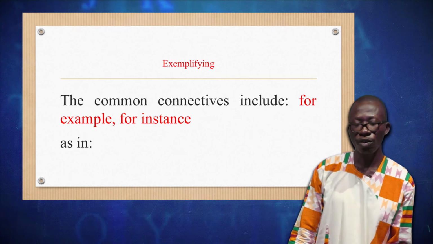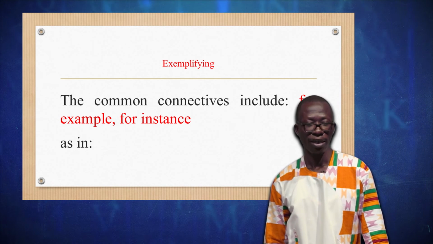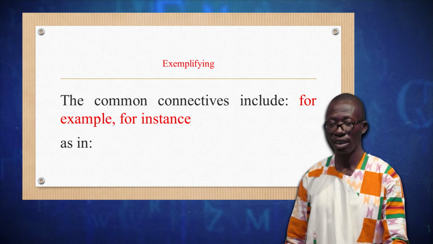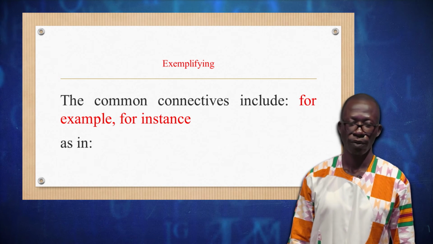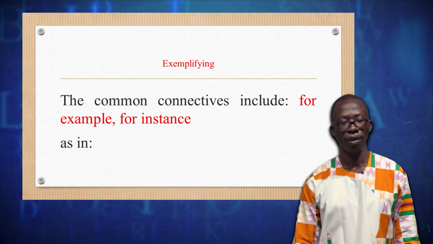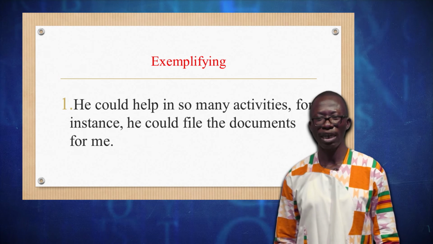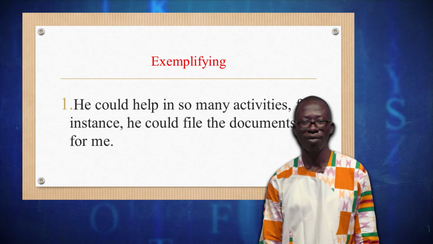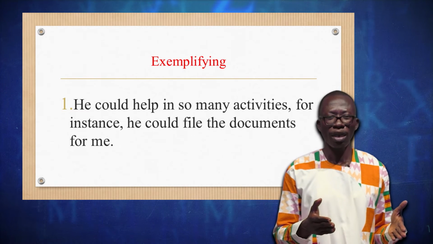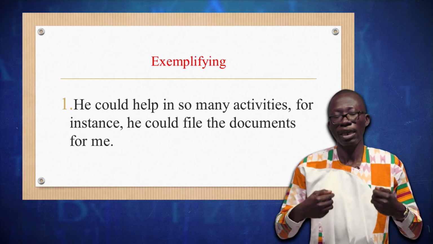So the common connectives include, for example, for instance. So here, the writer depends on exemplifying by using connectives like, for example, for instance, in our second clause. As we have in, he could help in so many activities. For instance, he could file a document for me. So the second clause, he could file the documents for me, is giving us an example of what the person could do in helping me.